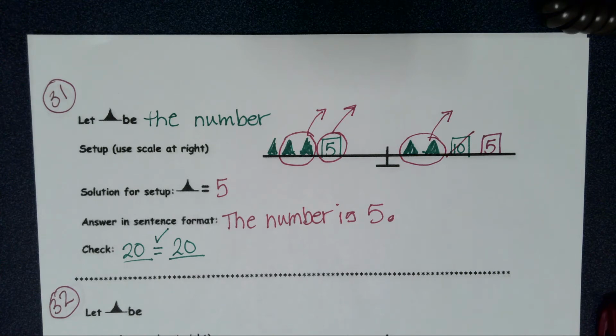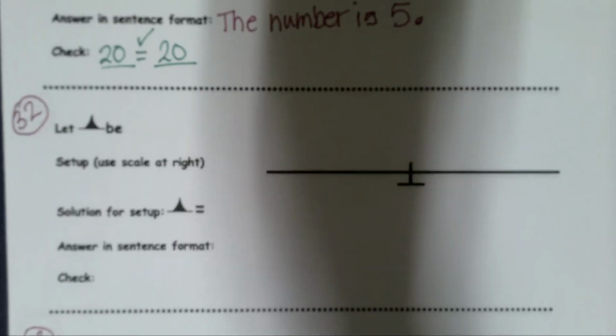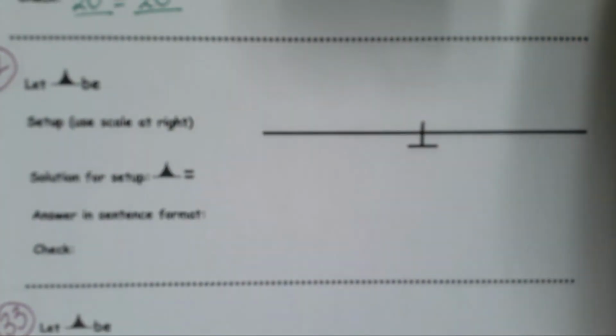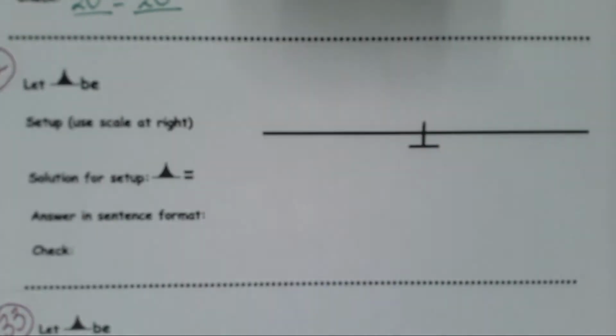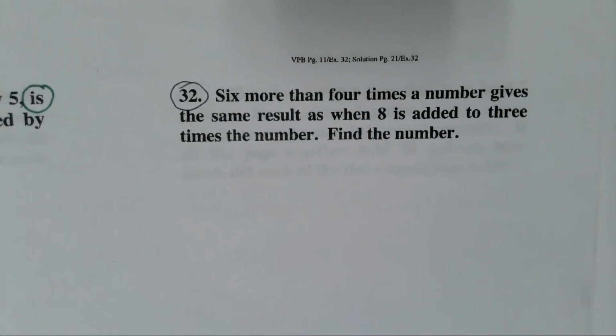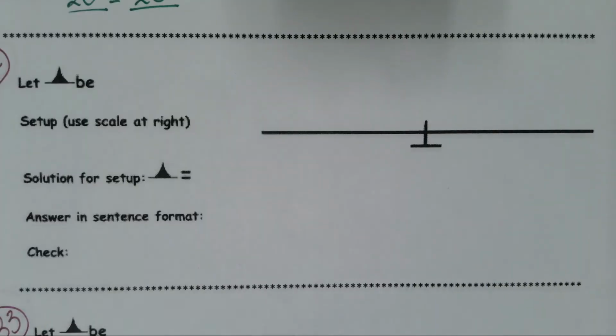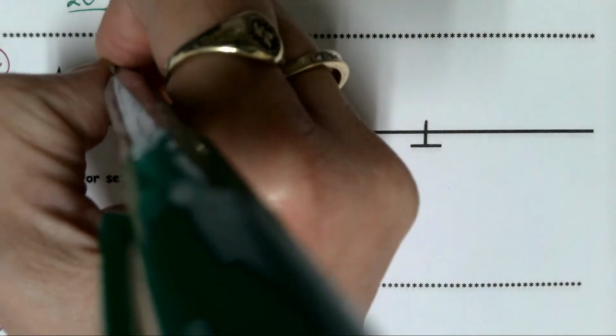Let's move on to problem number 32. Okay, so problem number 32 reads, 6 more than 4 times a number gives the same result as when 8 is added to 3 times the number. Find the number. So again, we're trying to find the number. So pawn is going to be the number.